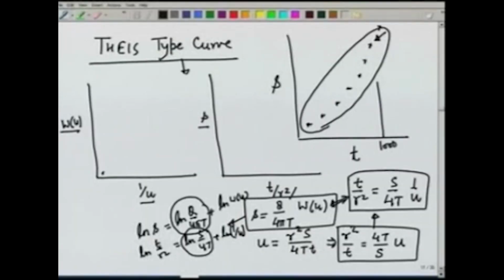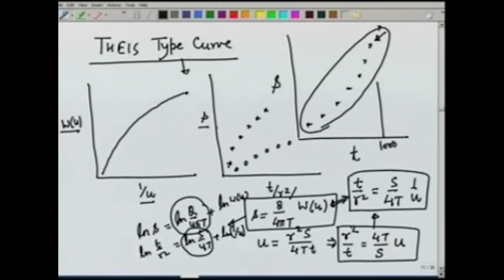W versus 1 over U does not depend on the data points, this is a fixed function W of 1 over U, and the plot would look like this. So, this is the type curve with which we have to match our plotted data S versus T over R square, and that data may be like this or it may be like this. Depending on the values of S and T, you may have a curve like this.